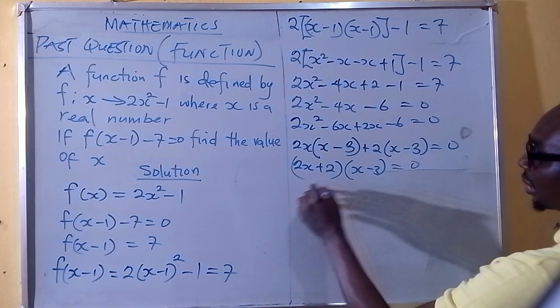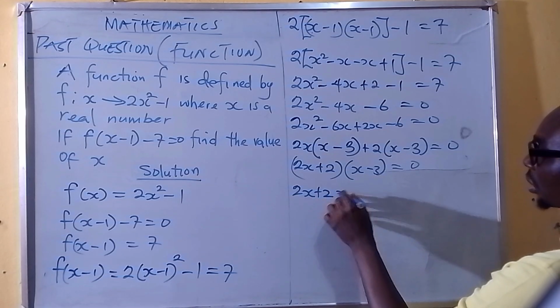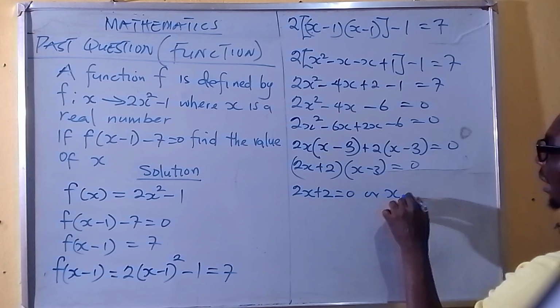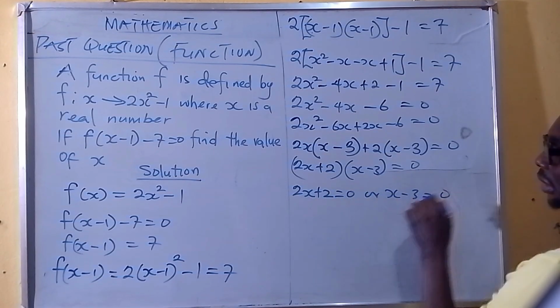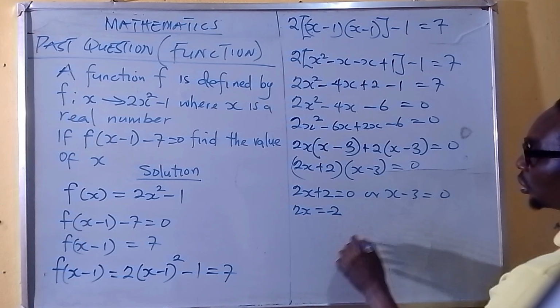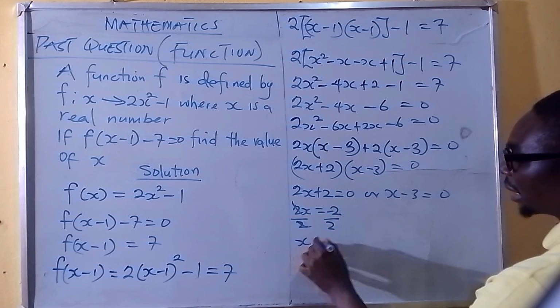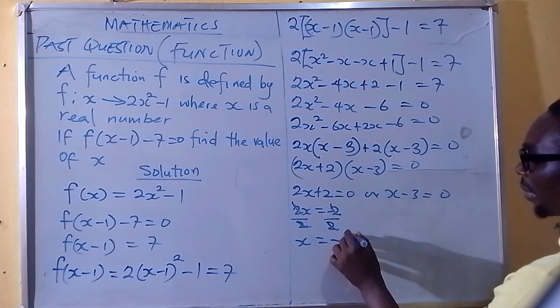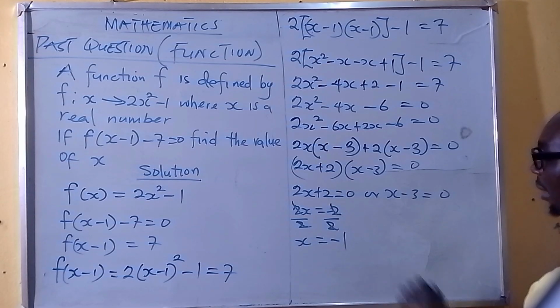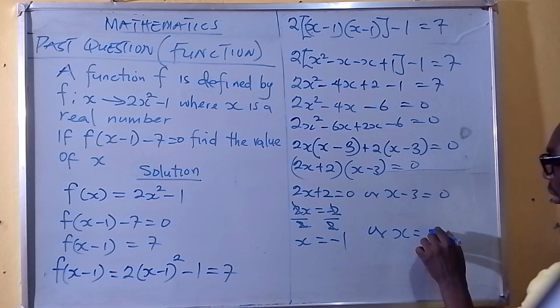So at this point, we have 2x plus 2 is equal to 0, or x minus 3 is equal to what? 0. So 2x is equal to minus 2. Dividing both sides by 2, x will now be minus 1, or our x is equal to 3.